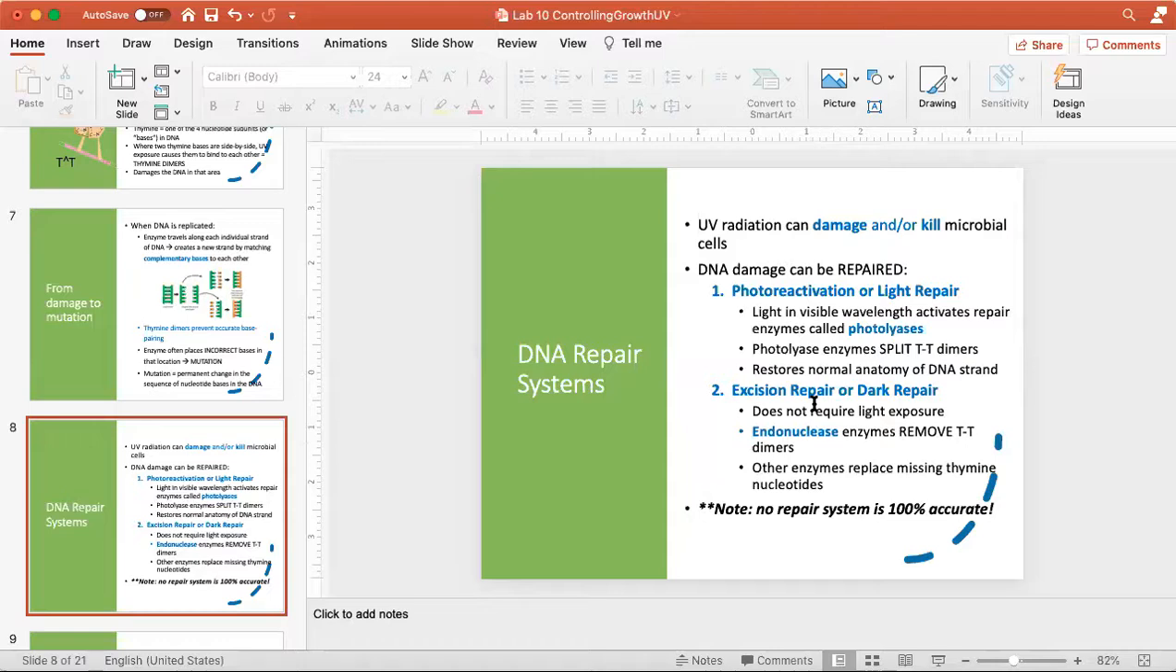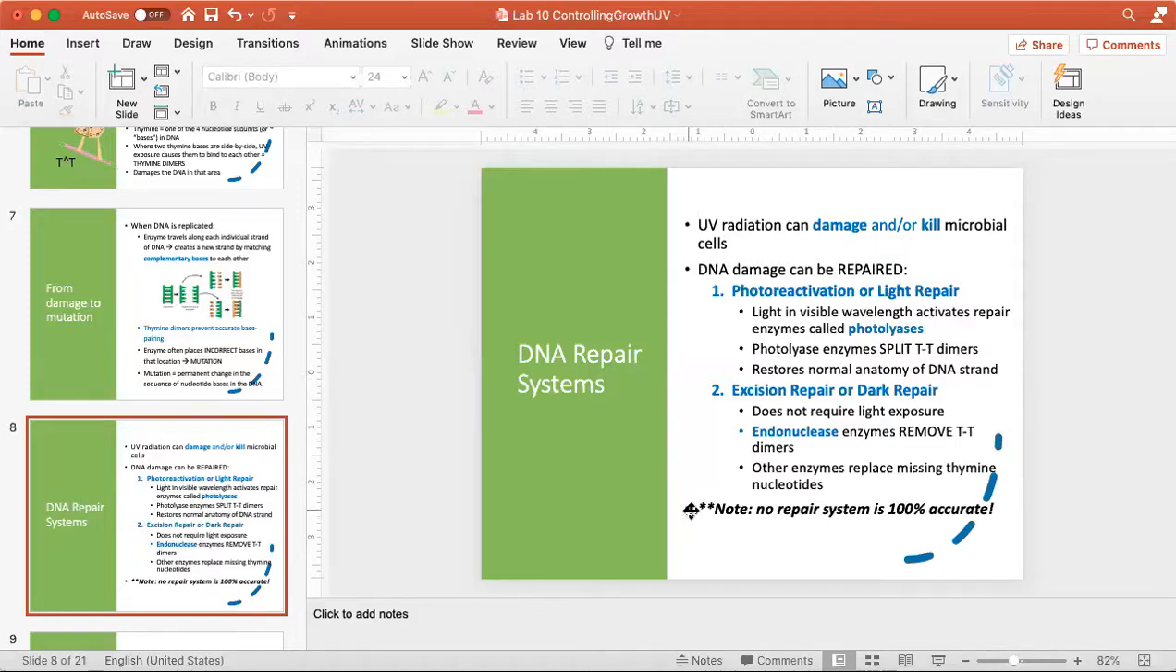So two different systems, two different families of enzymes, but the end result is the same. The normal anatomy of that DNA strand is going to be restored. We're going to fix the problem. Sounds great, doesn't it? And we have similar systems inside of our cells. They work hard. They're very good at repairing our DNA.